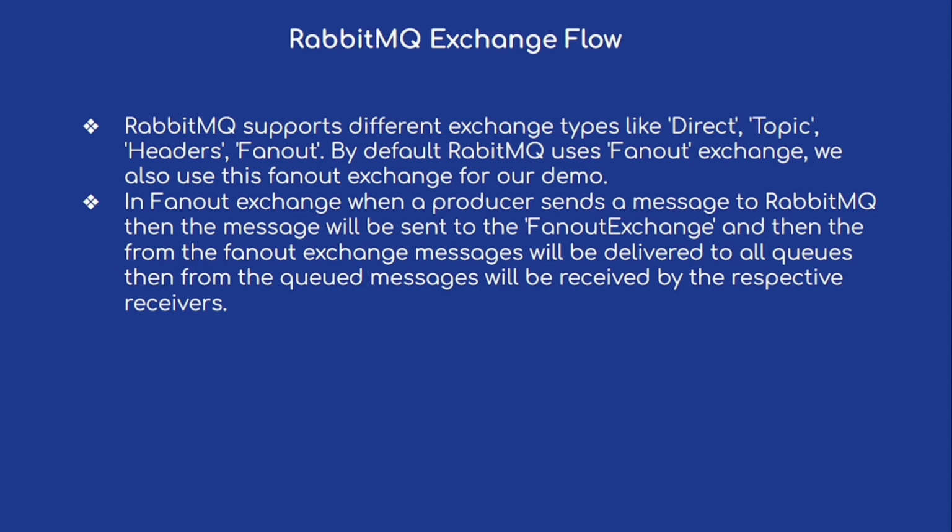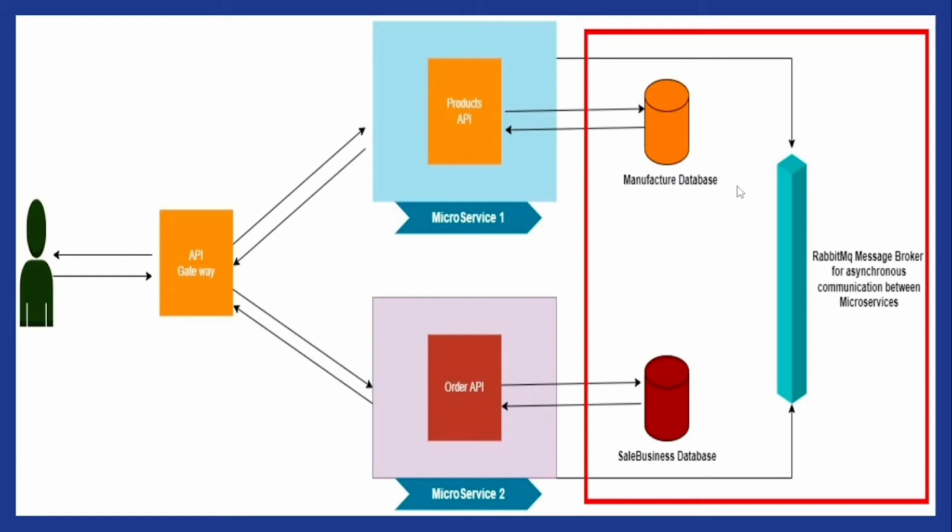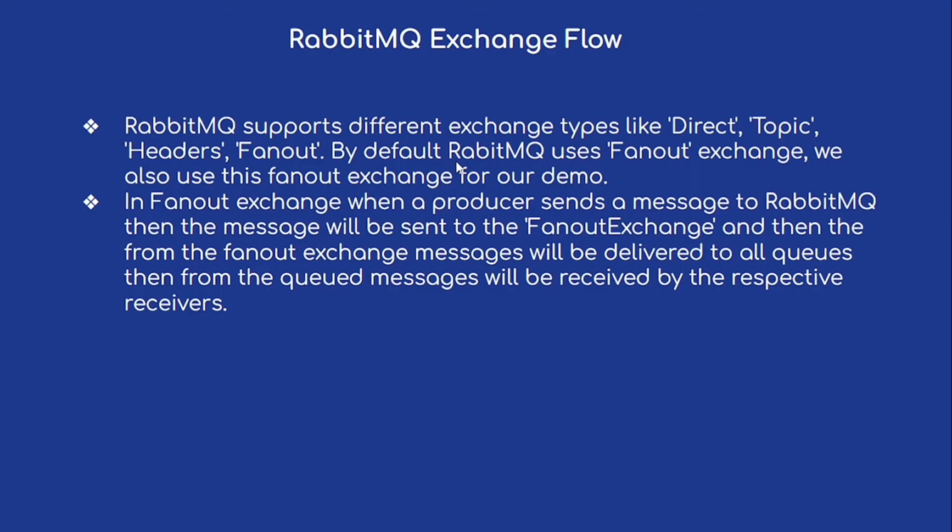In a fanout exchange, whenever a producer sends a message... So in our application, what is the producer? The producer is our products API endpoint. Whenever the producer sends a message to RabbitMQ, the message will be sent to the fanout exchange. It is something like a disk memory allocated to RabbitMQ, where it creates a fanout exchange, so the message will be stored in the fanout exchange. Whenever the message is stored in the fanout, that message will be pushed to every queue connected to our RabbitMQ message broker.